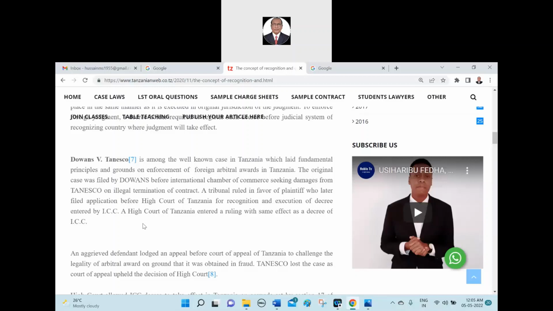Hence, if you want to challenge such a decision, you have to prove that a mistake happened, or there was coercion, or there was illegality. Then it can be considered. Otherwise, it cannot be considered. That is what the High Court of Tanzania held. But again, Tanesco appealed to the Court of Appeal.